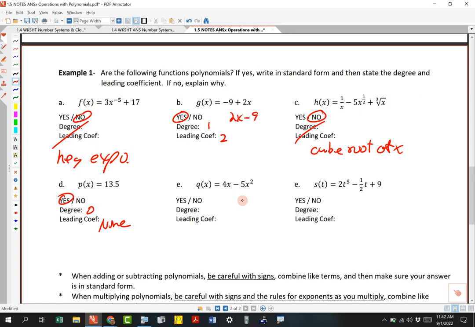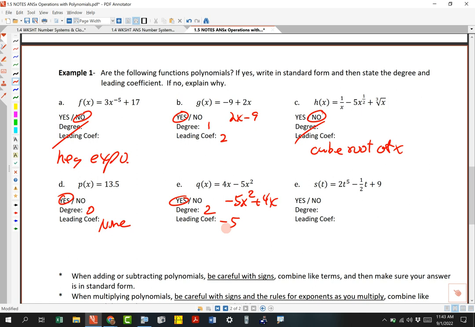Let's see. Abby, what do you think? Yep, it is. So we're going to write it in descending order. So we're going to write negative 5x squared plus 4x. Lizzie, what's the degree? 2. Samara, what's the leading coefficient? Negative 5. Okay. And Dane, how about that last one?